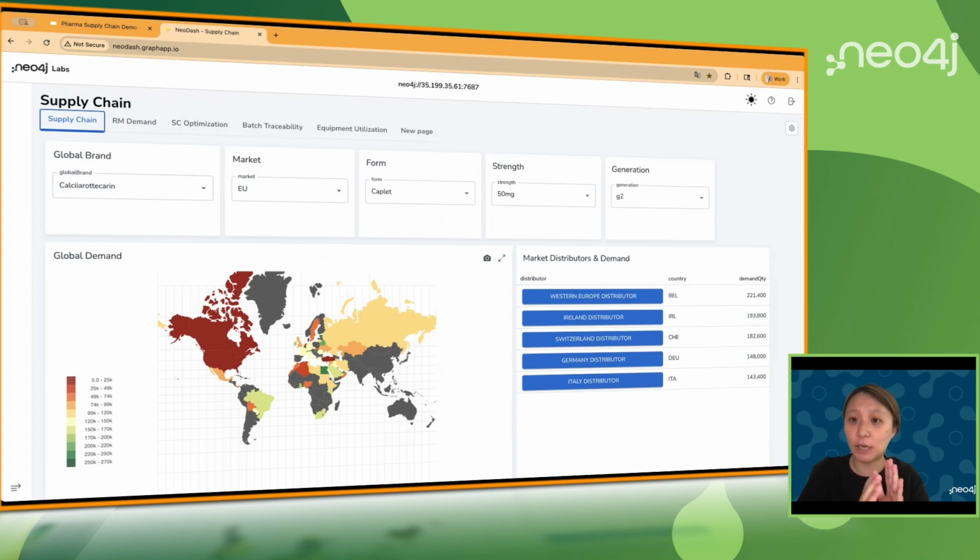So you can see here, we're going to focus on the supply chain tab. And today I want to drill down to look at one specific brand, which is alcohol SCAT. This is a drop down menu, you can pick any brand you are interested in. And this is in caplet format and in 50 milligram strength, G2 generation.